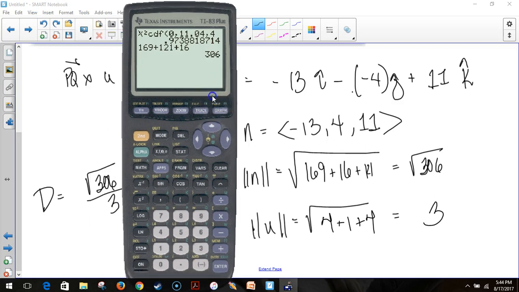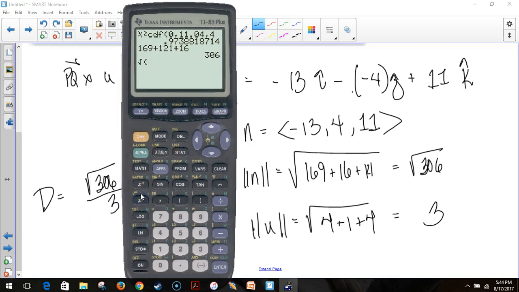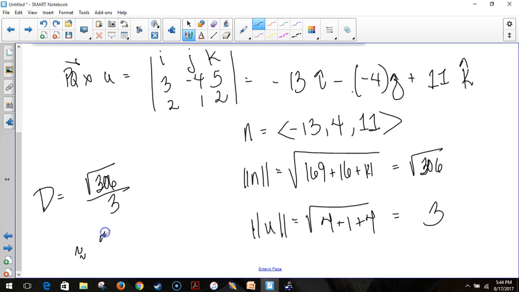If I remember correctly, they said to round to 3 decimal places. And how about 5.831? That is about my distance, 5.831. And that's how you find the distance between a point and a plane, and a point and a line.